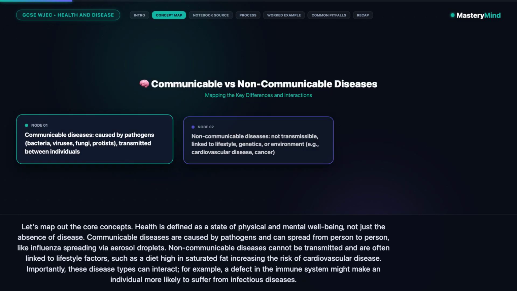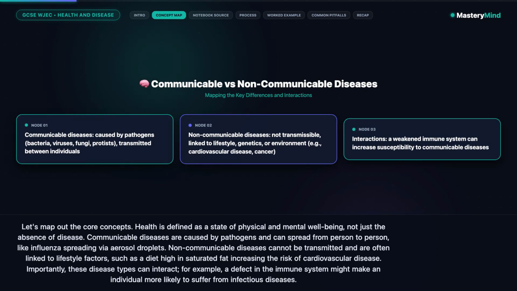Let's map out the core concepts. Health is defined as a state of physical and mental well-being, not just the absence of disease. Communicable diseases are caused by pathogens and can spread from person to person, like influenza spreading via aerosol droplets. Non-communicable diseases cannot be transmitted and are often linked to lifestyle factors, such as a diet high in saturated fat increasing the risk of cardiovascular disease.